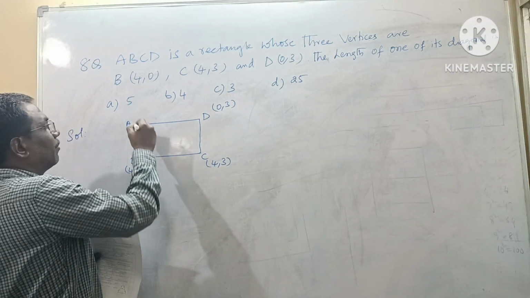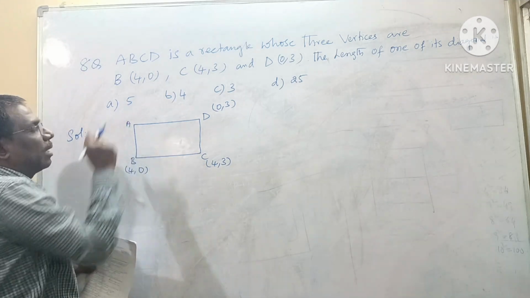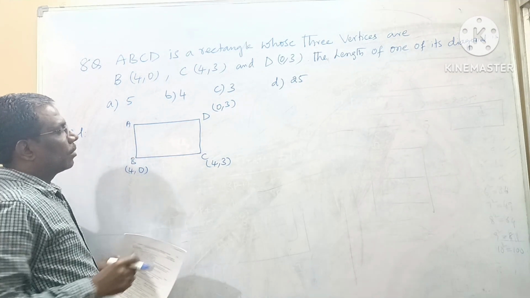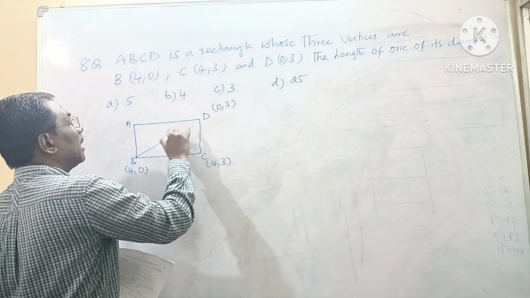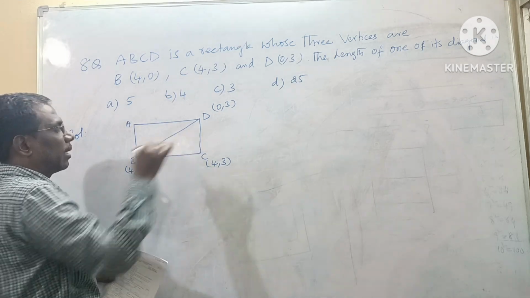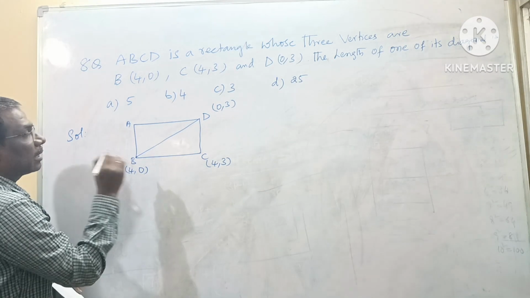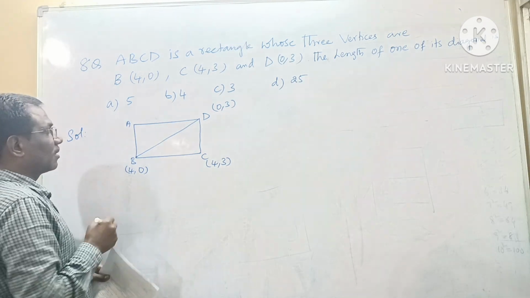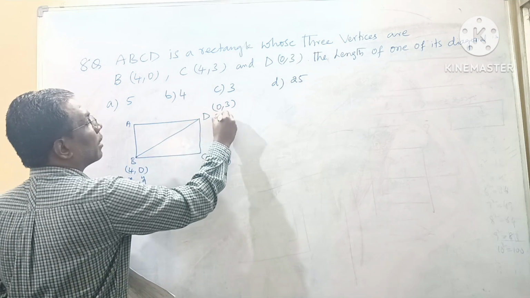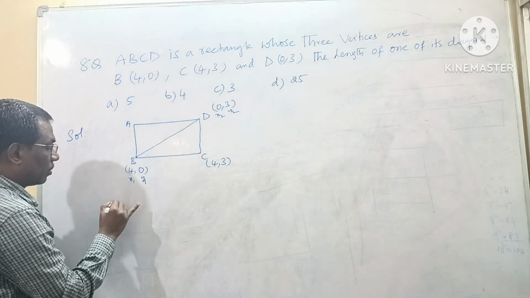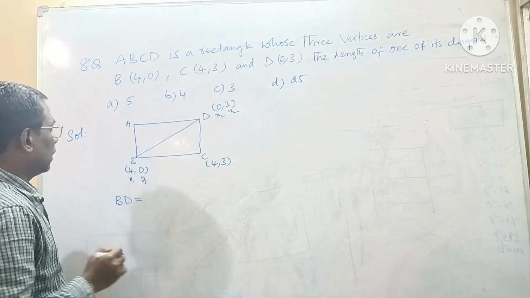If we find the AC diagonal length, we know C, but we don't know A. A is not given, so we can't find out the AC length. So we can find out the BD length. It is a diagonal and AC is also a diagonal. Now we want to find the length, which means distance. Let B be (x1, y1) and D be (x2, y2). So we find the distance between B and D.